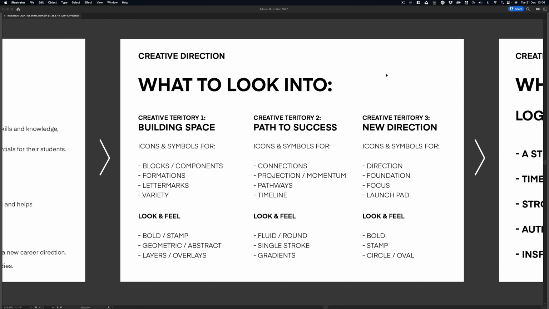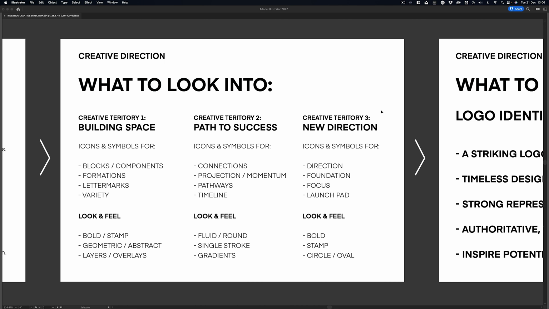I won't go into it now because I'm only going to go for the building space, but this would be something I'd have should I need to fall back on later. And then finally, I'm going to look at what I want to create.